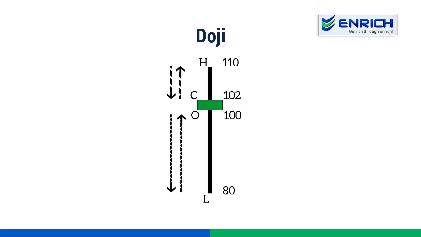In a doji, you can see that the shadow or the wick is pretty long. This is the highest price and this is the lowest price. And you see there's a very small difference between the opening price and the closing price.